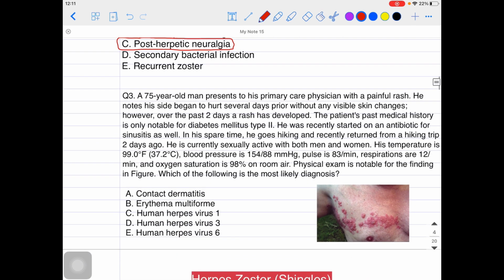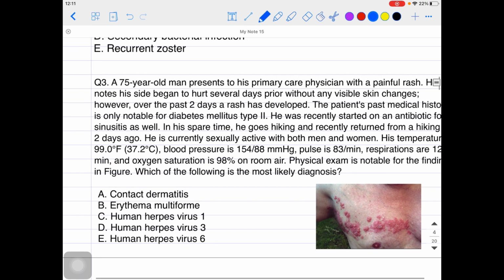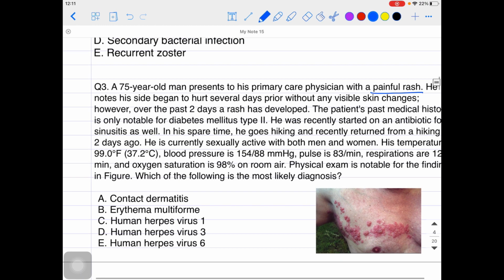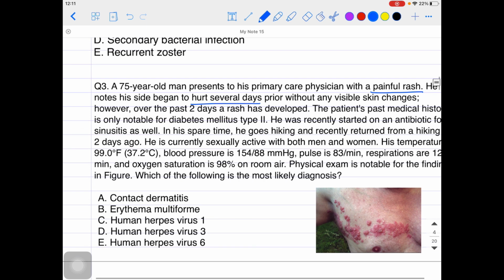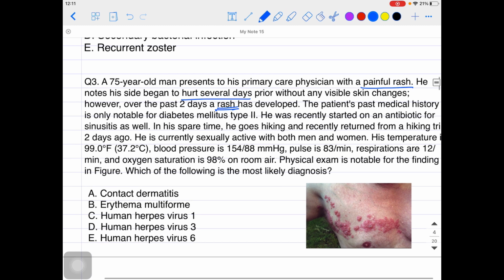Now moving on to the next question, guys. A 75-year-old man presents to the primary care physician again with a painful rash, and he notes his side began to hurt several days prior without any visible skin changes. However, over the past 2 days a rash has developed. The patient's medical history is only notable for diabetes mellitus type 2. Now he was recently started on antibiotics for sinusitis as well.